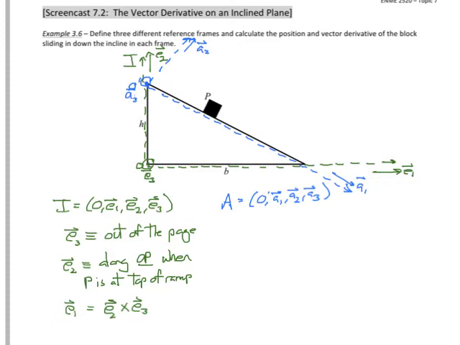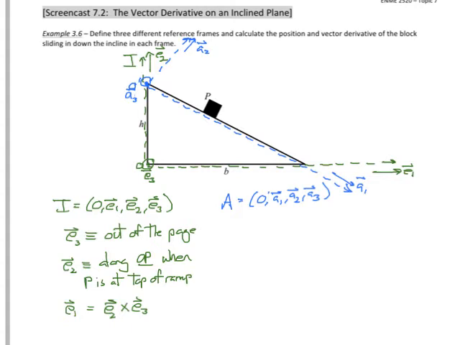So now pause the video and try your hand at defining each of these basis vectors, A1, A2, and A3, based on the physical representation of our system. Pause it for a moment and try defining each of these basis vectors based on the geometry of the system and the locations of the points that we have already sketched on the drawing.